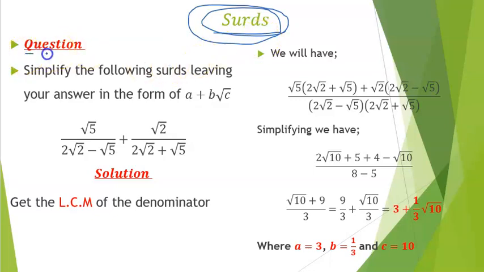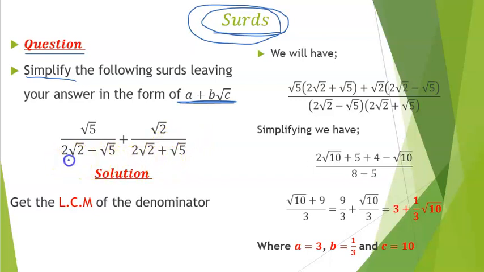So I want us to consider this particular question here, which says: simplify the following surds, leaving your answer in the form of a plus b root c, where a, b, and c are constants. The surd is root 5 over 2 root 2 minus 5, plus root 2 over 2 root 2 plus 5 root 5.